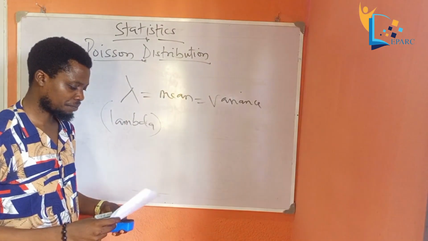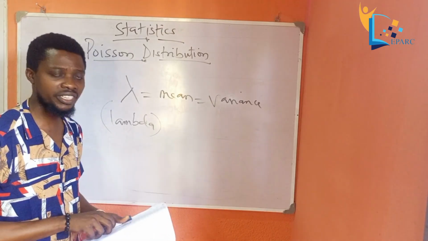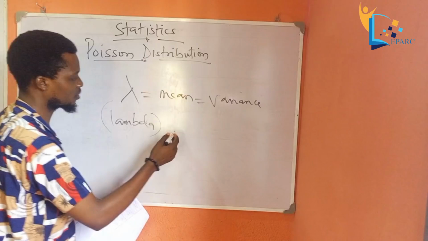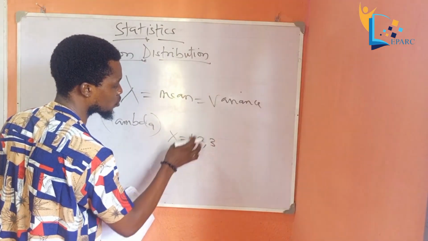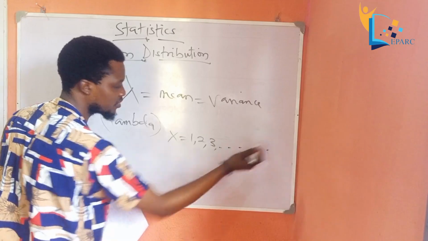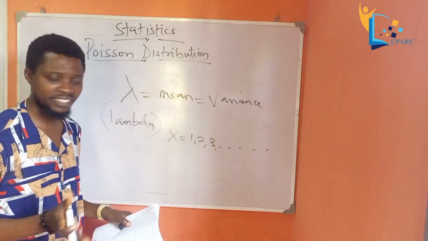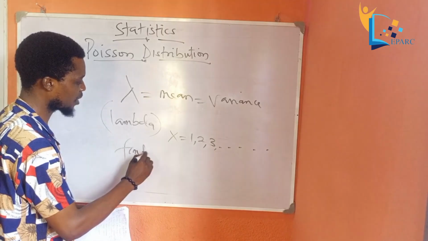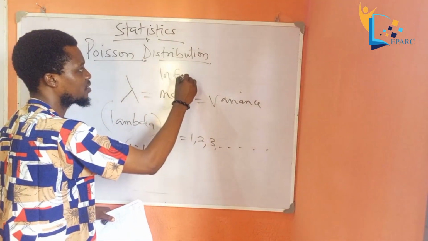Number 3, the sample size is infinite. What they're trying to say here is that x can be equal to 0, 1, 2, 3, and so on, it is infinite. Unlike the binomial distribution, where the sample space is finite. In the Poisson distribution, it is infinite.